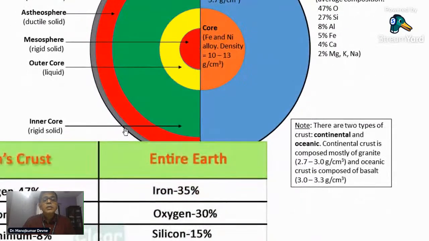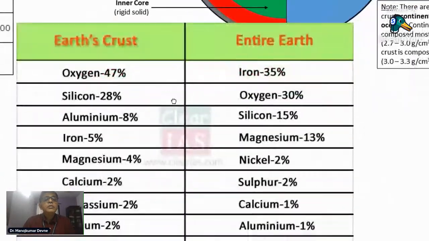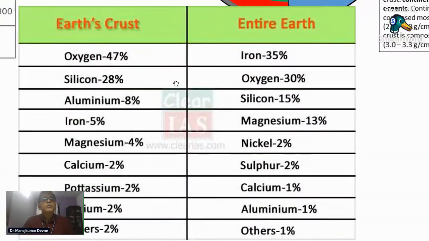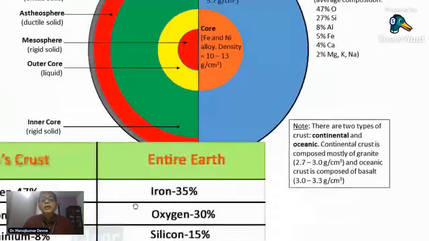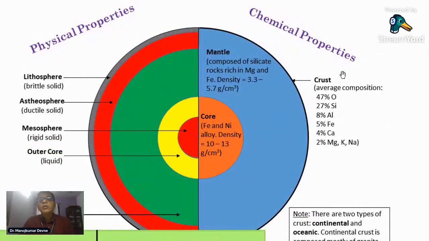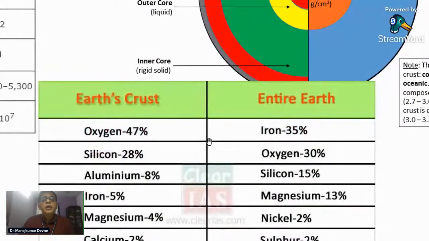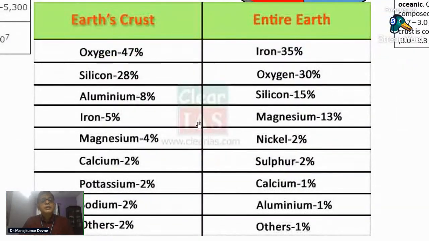Okay, then we come to something which is very interesting, because what we are now going to do is, while in this diagram here we saw the chemical composition of the crust only, now we are going to compare this with the entire Earth. Now there's a very interesting point to note about this, but first we'll discuss it earlier, and then we'll go to that interesting point.